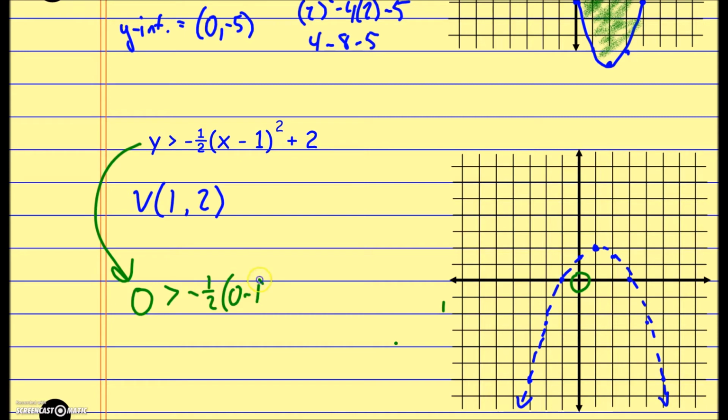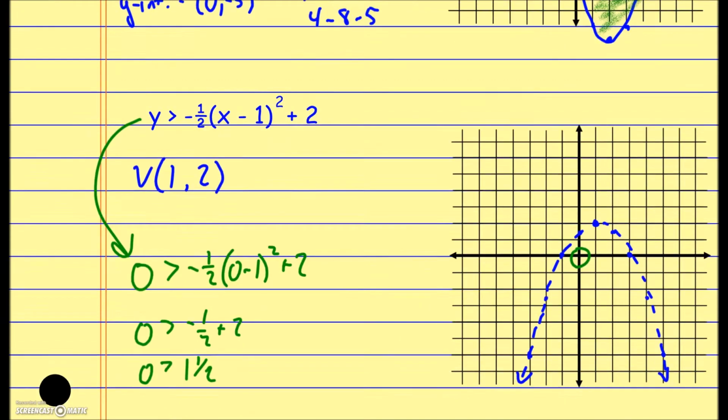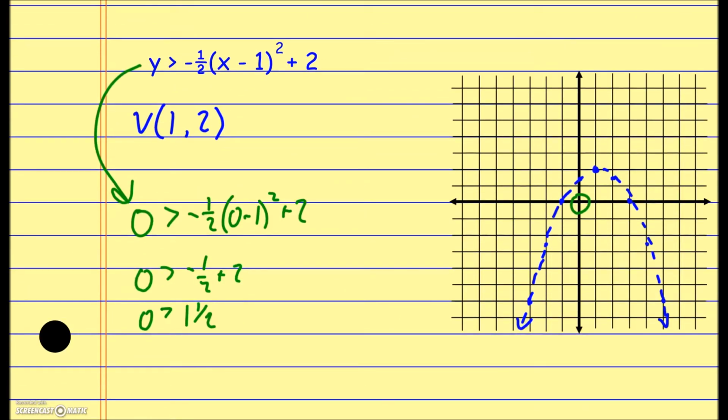Plug the 0 in, and I just have to simplify this a little bit. So I go ahead and simplify. That's going to give me a negative 1 squared, which is 1, times the negative 1/2 is a negative 1/2, plus 2. That looks like it's going to give me about a 1.5 here. So the statement that it gives me is that 0 is greater than a positive 1.5, which of course is ridiculous. So because that didn't work, I shade the other side of this curve. So I shade the outside.